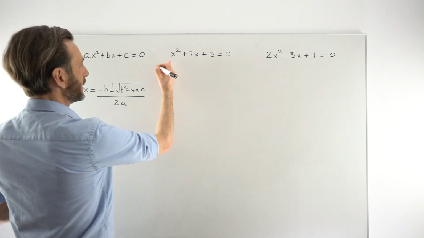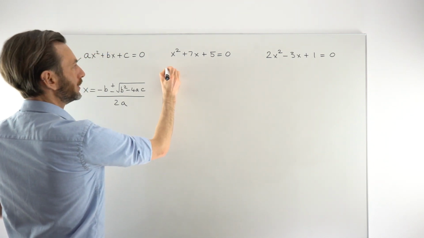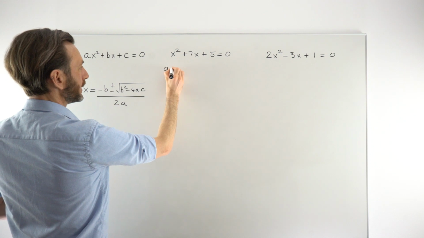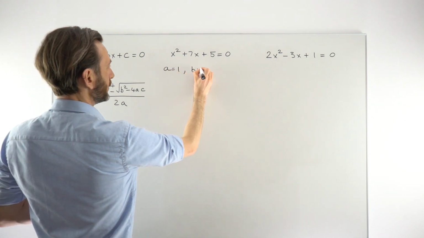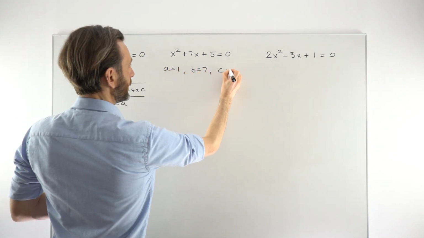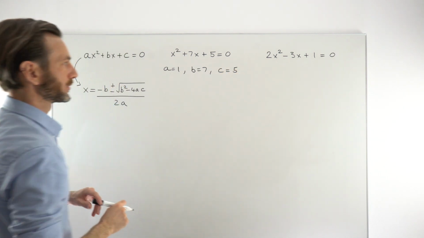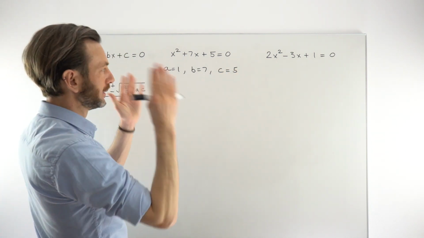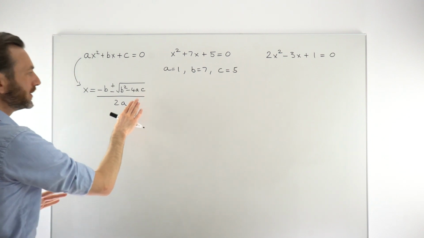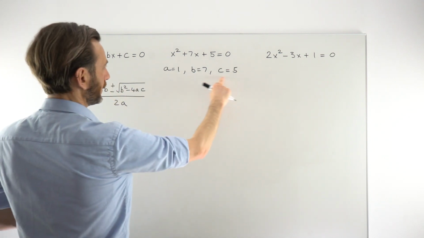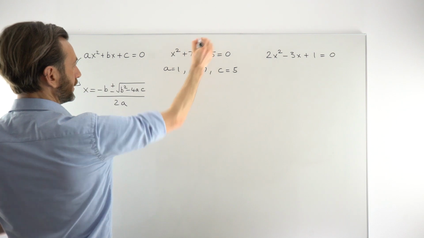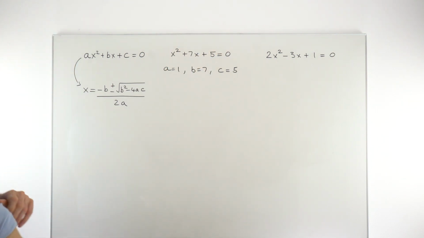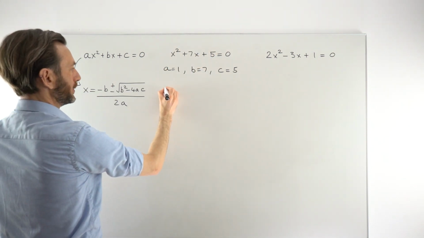The first step is to identify your a, b and c values. So for this one, a is 1, b is 7, and c is 5. I would recommend writing those down. A lot of students just try and keep them in their head, but I think it's too easy then to make a mistake. So I would say physically write them down, or just write a, b and c above the values in the equation.